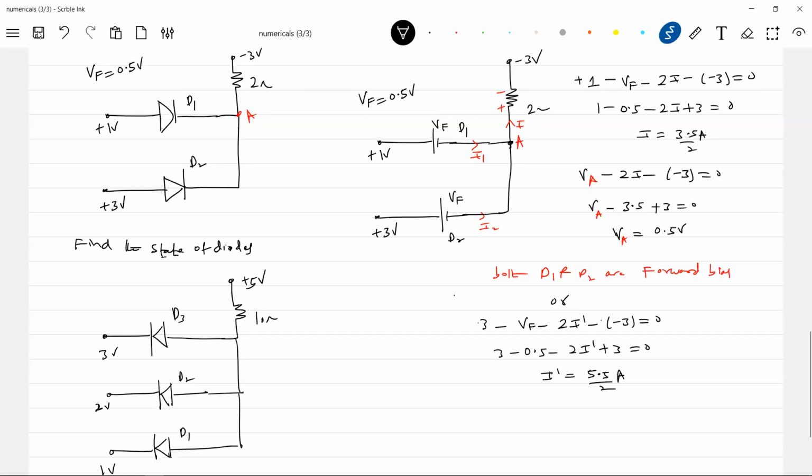Let it be, we'll calculate again the VA. In this case, VA dash minus 2I minus of minus 3 equal to 0. So VA dash, 2I will be 5.5 plus 3. Look at VA dash. VA dash is how much? 2.5 volt.